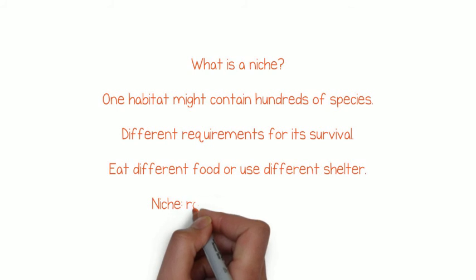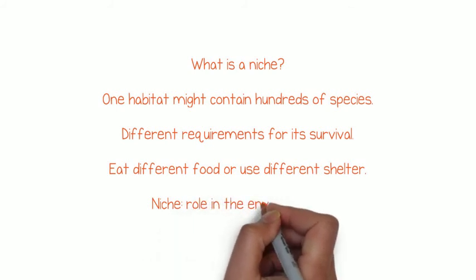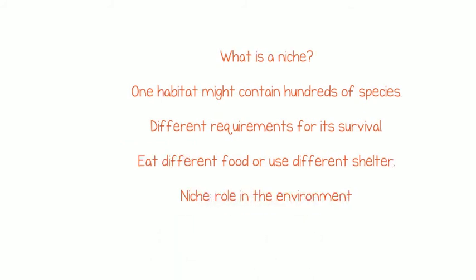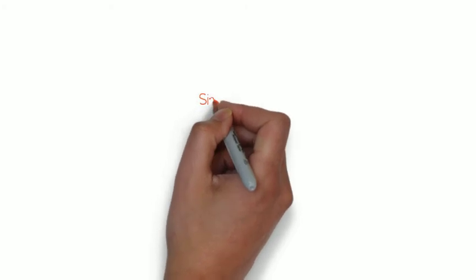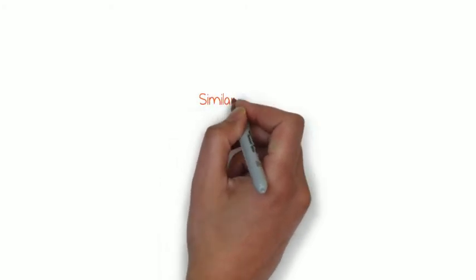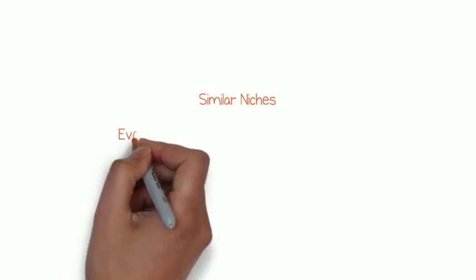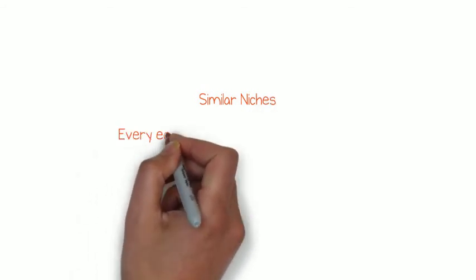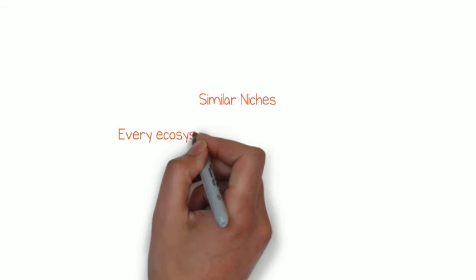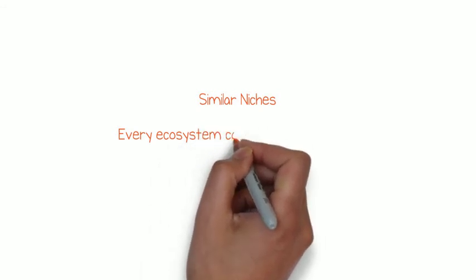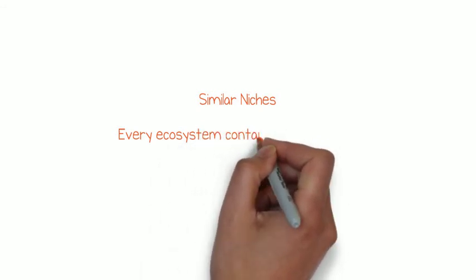Similar niches. Every ecosystem contains similar niches. However, different species fill these niches in different ecosystems. The map in Figure 17 shows the tropical rainforest exists on several continents at about the same latitude. Each of these rainforests has organisms that occupy similar niches. However, different species may fill these niches in different parts of the world.